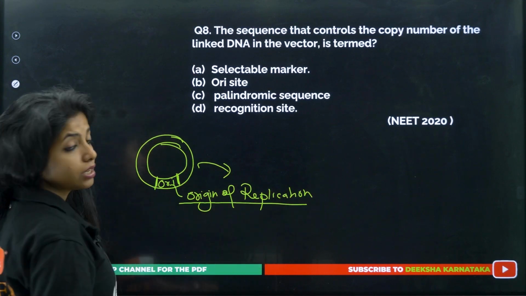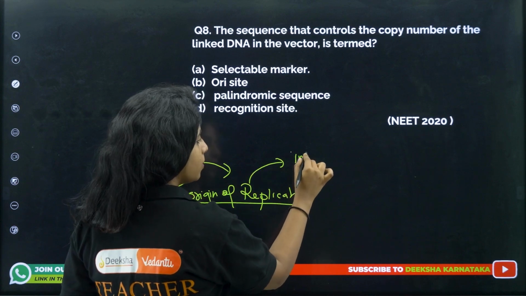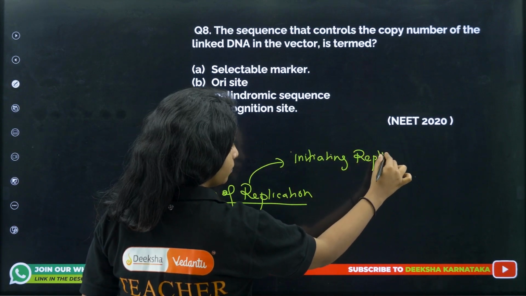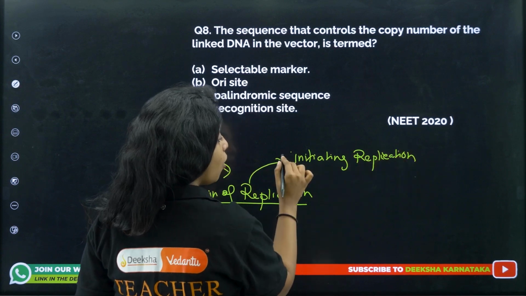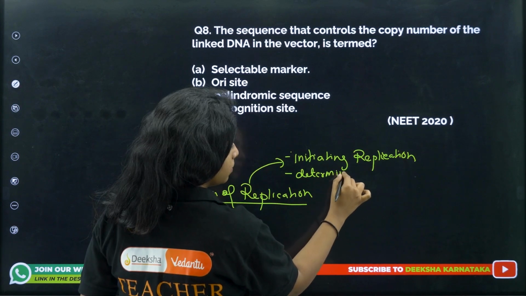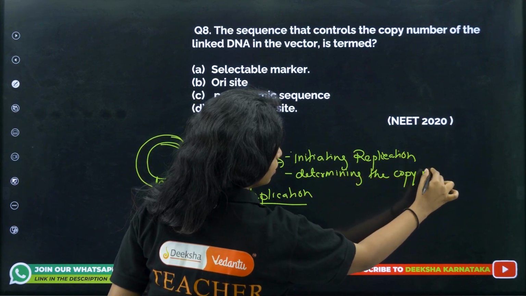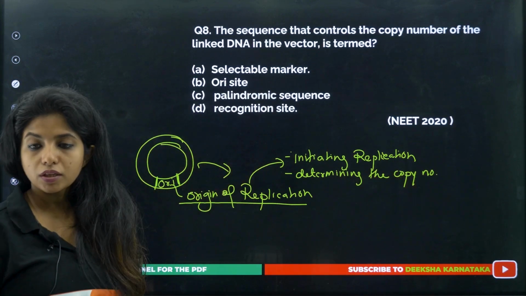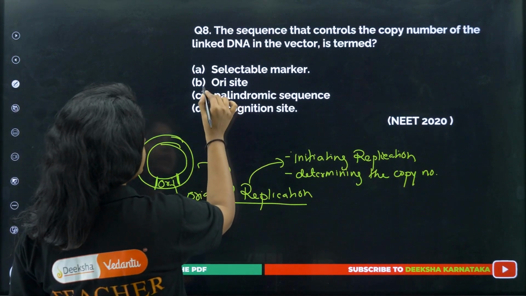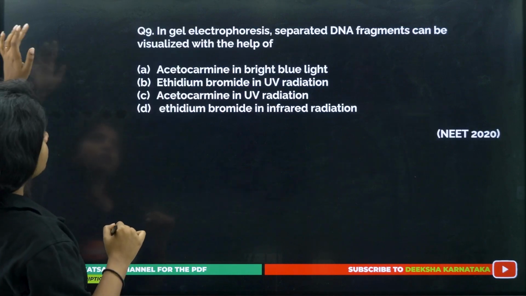So origin of replication is responsible for initiating replication, children, and also for determining the copy number. For two things you need this. So that is the correct answer. So ORI site is the correct answer. Cool. Now question number 9.